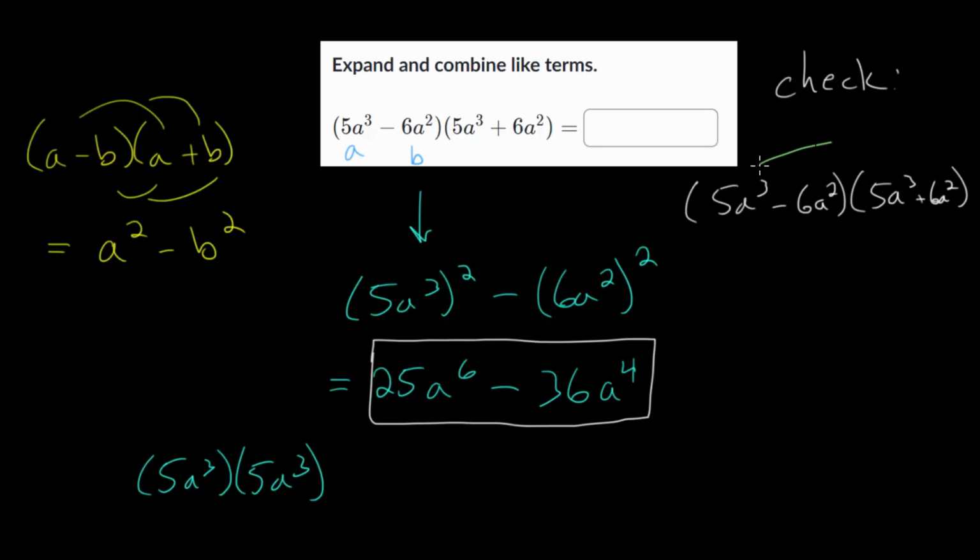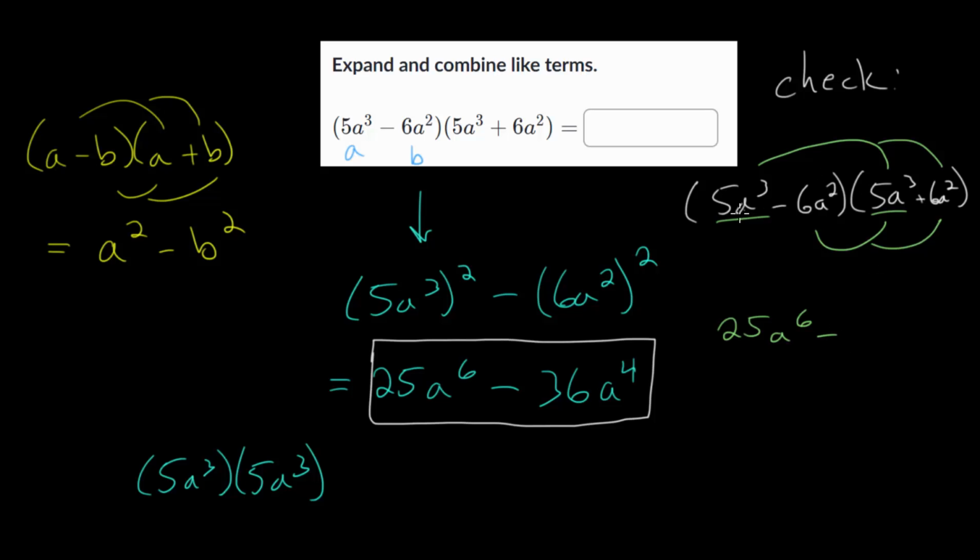So we multiply with distribution. The 5a to the third goes to both terms. We multiply it by both of the terms in the second binomial. And the minus 6a squared multiplies to both terms. So 5a to the third times 5a to the third, that is 25a to the sixth. We have 3 a's multiplied together here, and we're multiplying by 3 more a's here, and so in total you have 6 a's multiplied together.